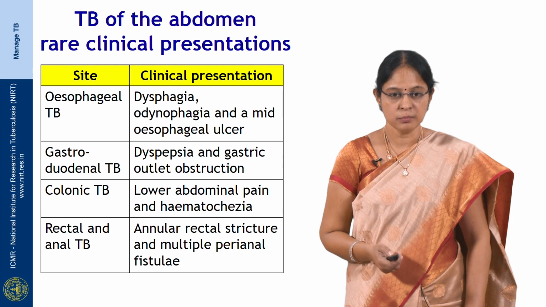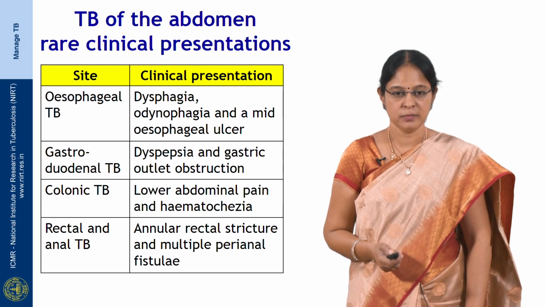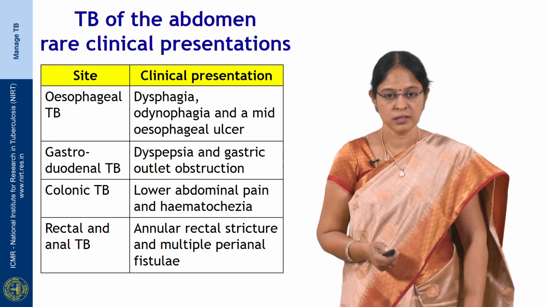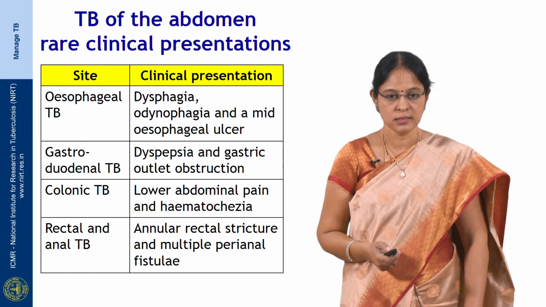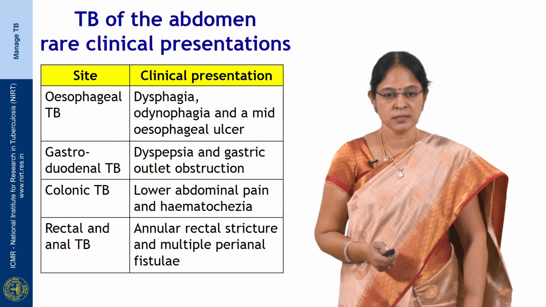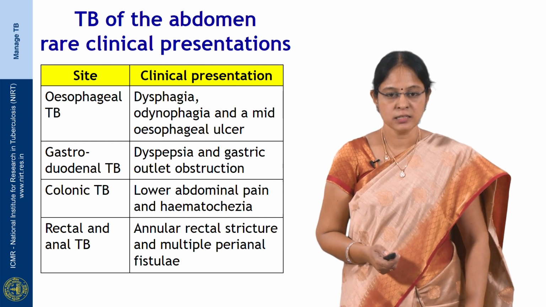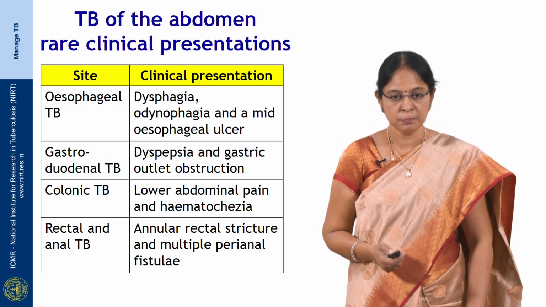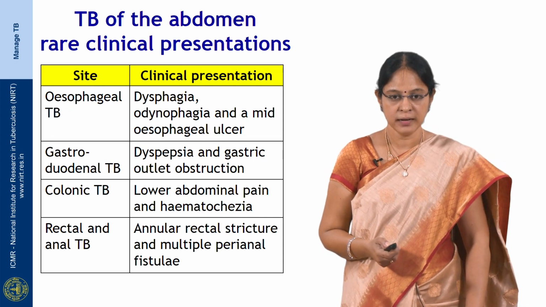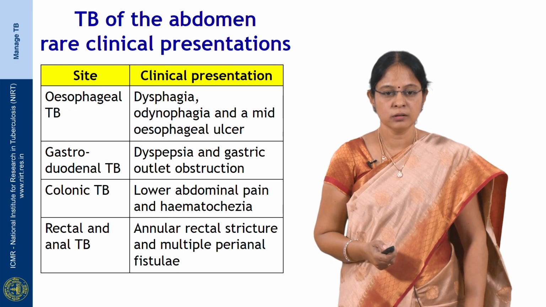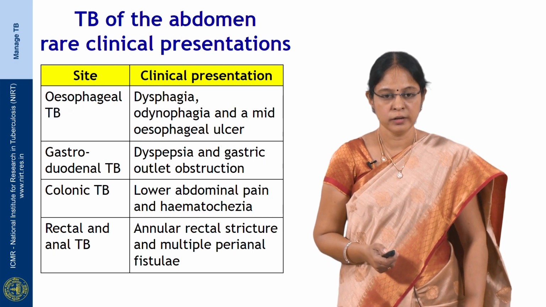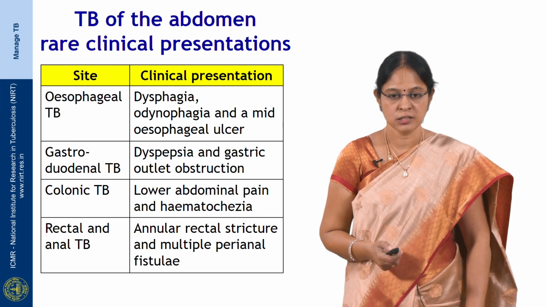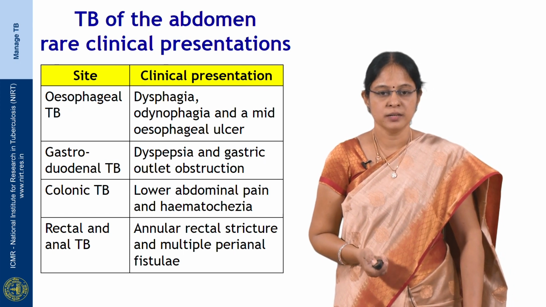Let us look into some rare clinical presentations of TB abdomen. Esophageal TB presents with dysphagia, odynophagia and mid-esophageal ulcer. Gastroduodenal TB presents with dyspepsia and gastric outlet obstruction. When the patient complains of lower abdominal pain and passage of fresh blood in the stool, one should be able to rule out colonic TB. Rectal and anal TB usually presents as strictures and perianal fistulae.